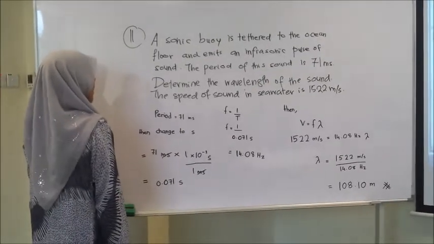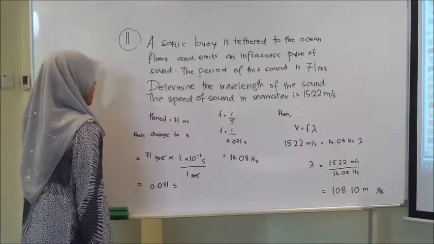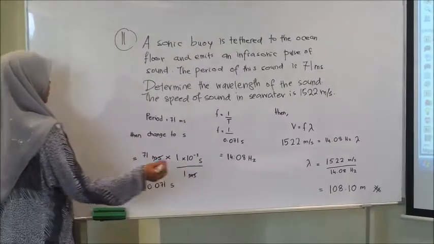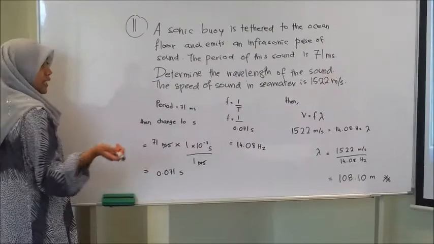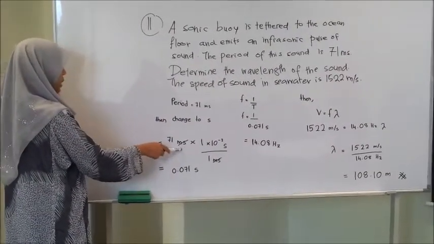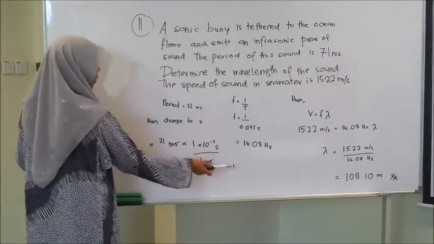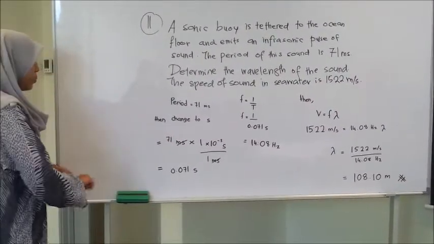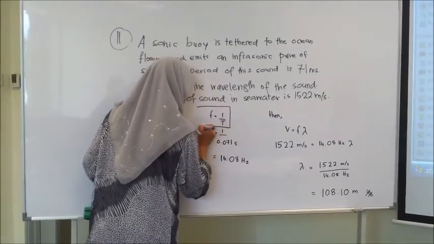A sonic ball is connected to the ocean floor and emits an infrasonic pulse of sound. The period of this sound is 71 milliseconds. Determine the wavelength of the sound. The speed of sound in seawater is 1,522 meter per second. Okay, first, the period of the sound is 71 milliseconds. We must change it to seconds: 71 milliseconds times 1 times 10 to the power of negative 3 seconds over 1 millisecond. We can cut it and get 0.071 seconds.